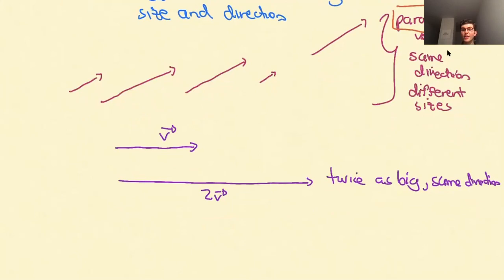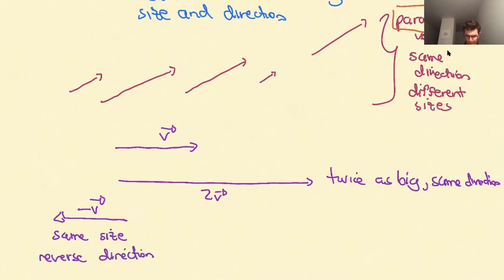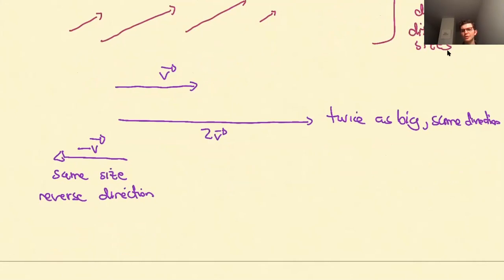On the other hand, if I were to write negative v, what I mean is that it's the same size, but you have to reverse the direction. And then you could also do other combinations, like 1/2 or 1/3.